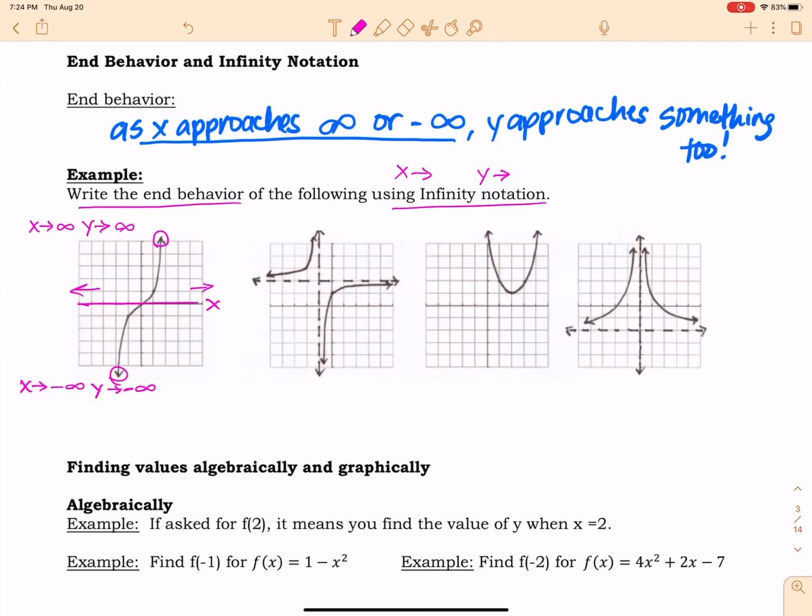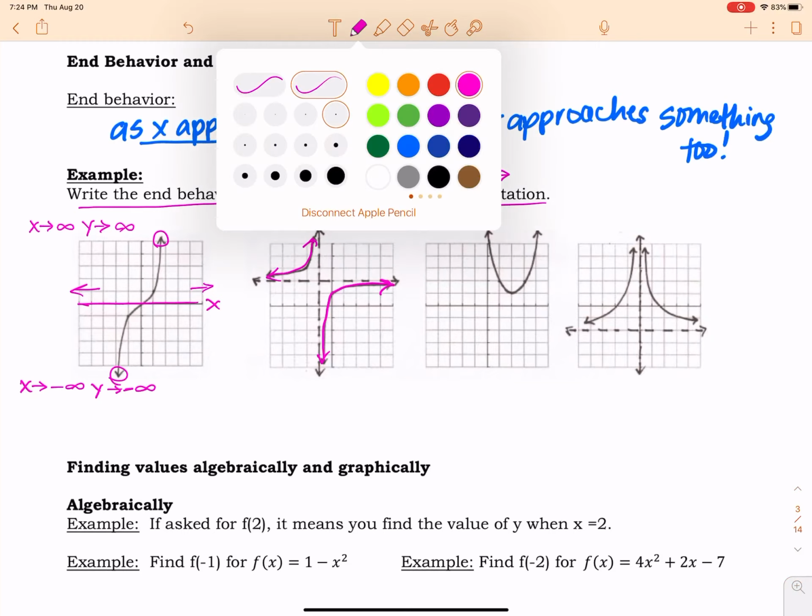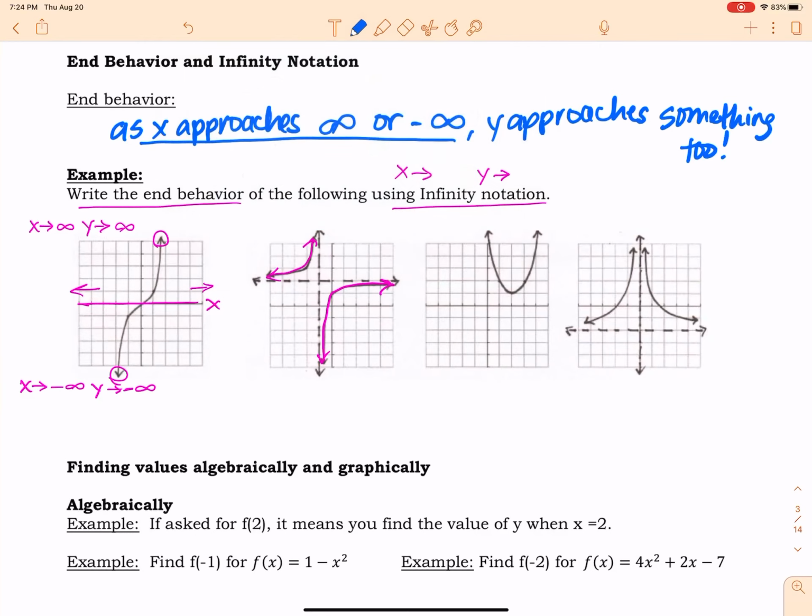All right, so the next one is a little trickier because if you'll notice, there are two arrows. We've got one up here and one over here, and this piece does as well. This is actually a transformed picture of the parent function of the reciprocal. So this is a transformation of the parent reciprocal function. So let's talk about end behavior, and I'm going to need to get a different color out here.